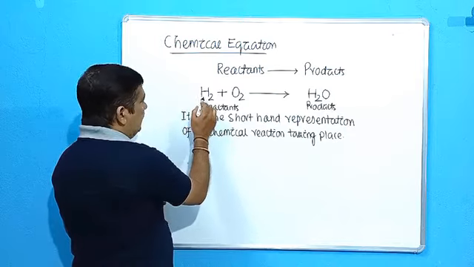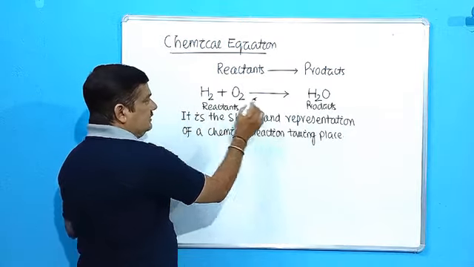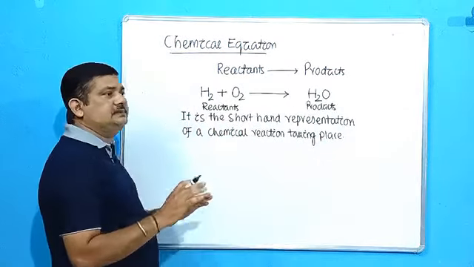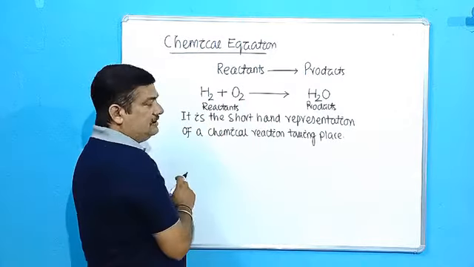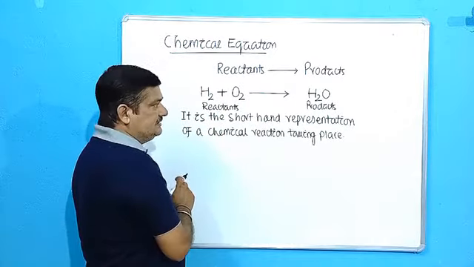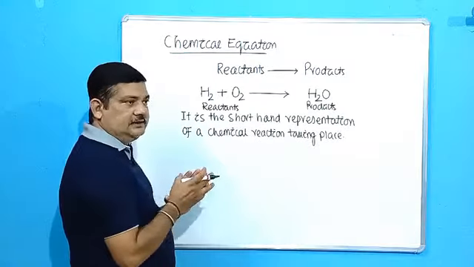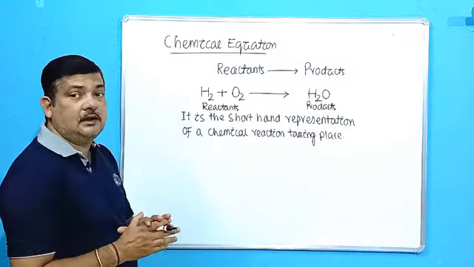So, look, there are 2 hydrogen atoms present on the left side, 2 hydrogen on the right side. That means with respect to hydrogen, it is balanced. But there are 2 oxygen atoms on the left hand side, that means in the reactant side, but 1 on the product side. That means this chemical equation is not balanced.